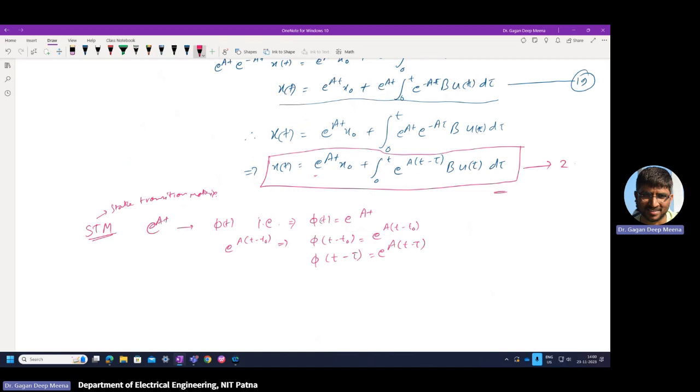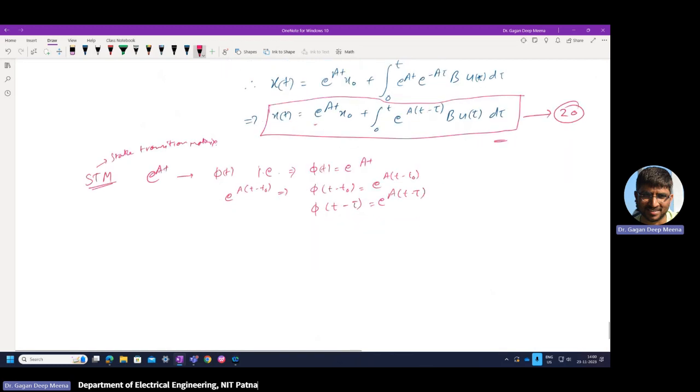So this equation, what number are we giving it? Let's give it equation number 20. This equation number 20 can be rewritten in terms of phi. So you can write it as x of t is equal to phi of t x0 plus integral over 0 to t phi of (t minus tau) B u of tau d tau. If the initial conditions are known at t equals 0, then you write it like this.